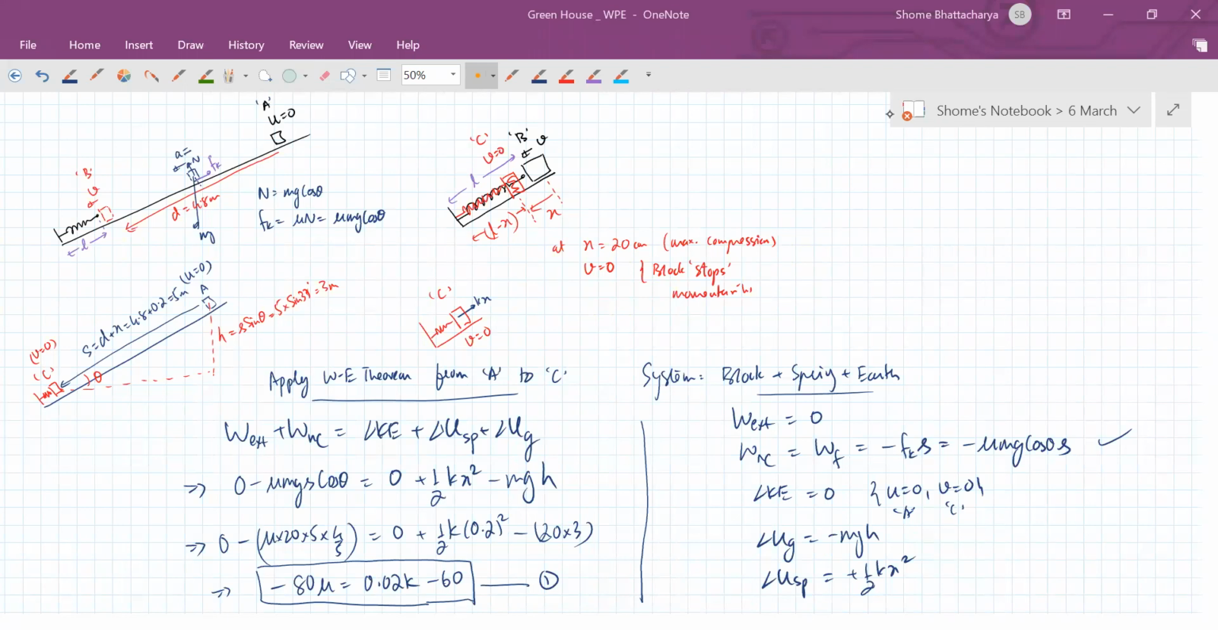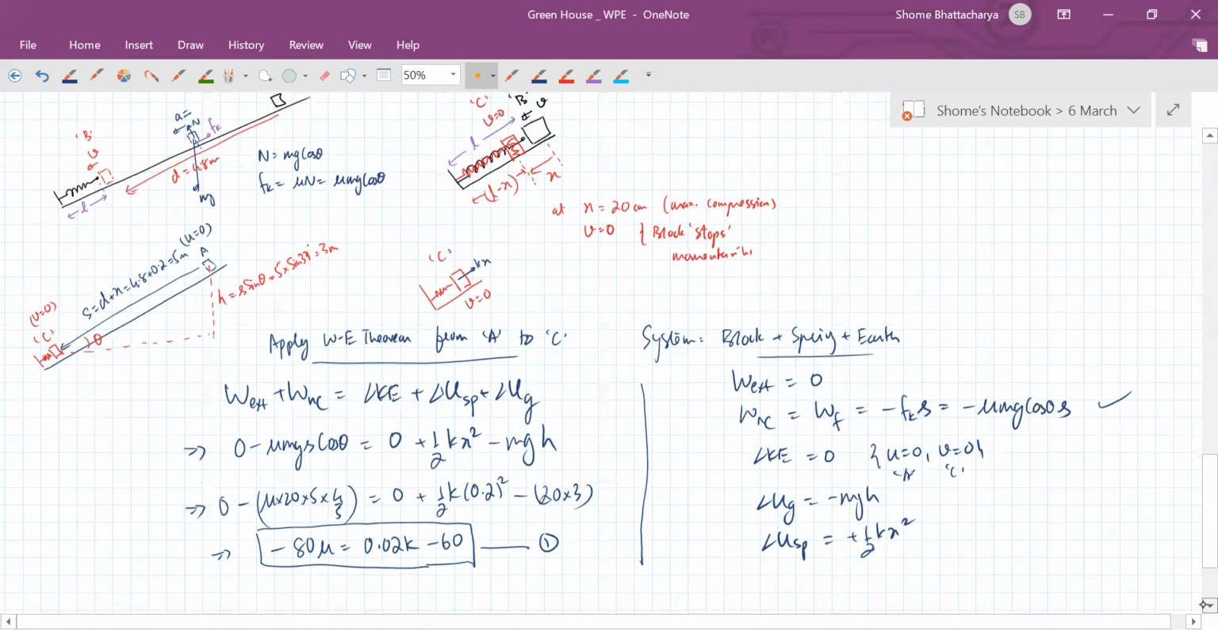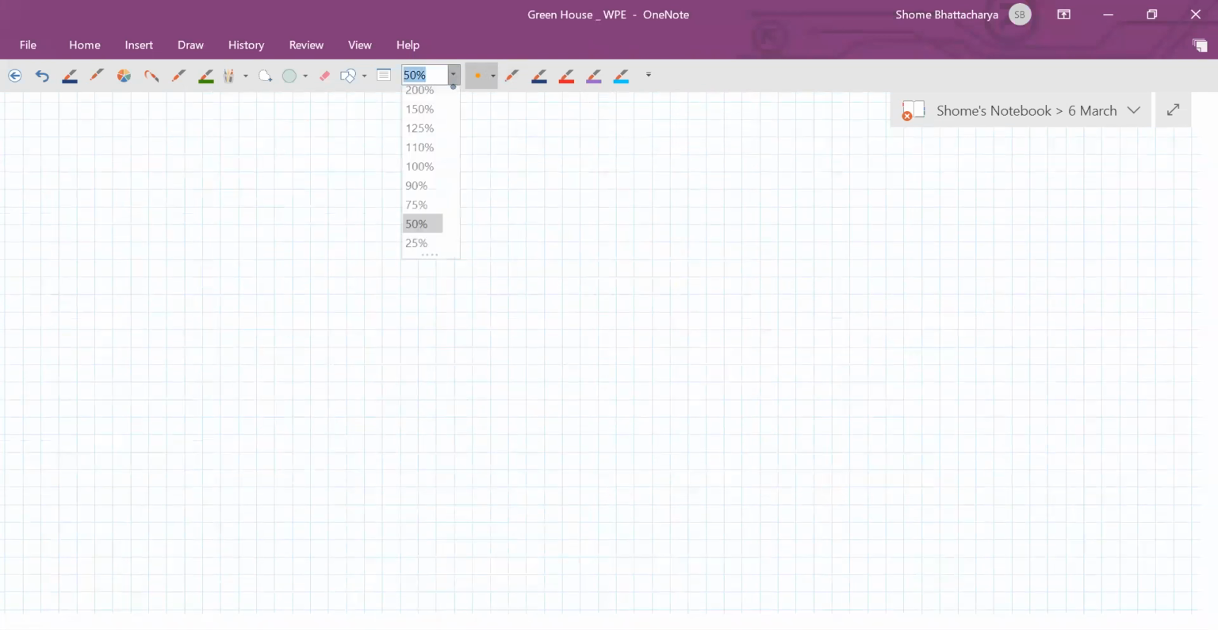Okay, so I'll just verify. Yes, Tej, exactly. That's what we have to do. Next, we have to write the work energy relation between C and D.